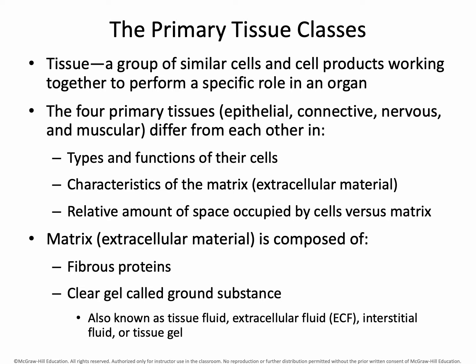So again, the 4 basic types differ very much in their matrix, what makes the cell up, how well connected the cells are, all sorts of things. With regards to the matrix, you have fibrous proteins of various sorts and various amounts of what's referred to as ground substance. Typically, extracellular fluid is how you would probably think of it in biology.